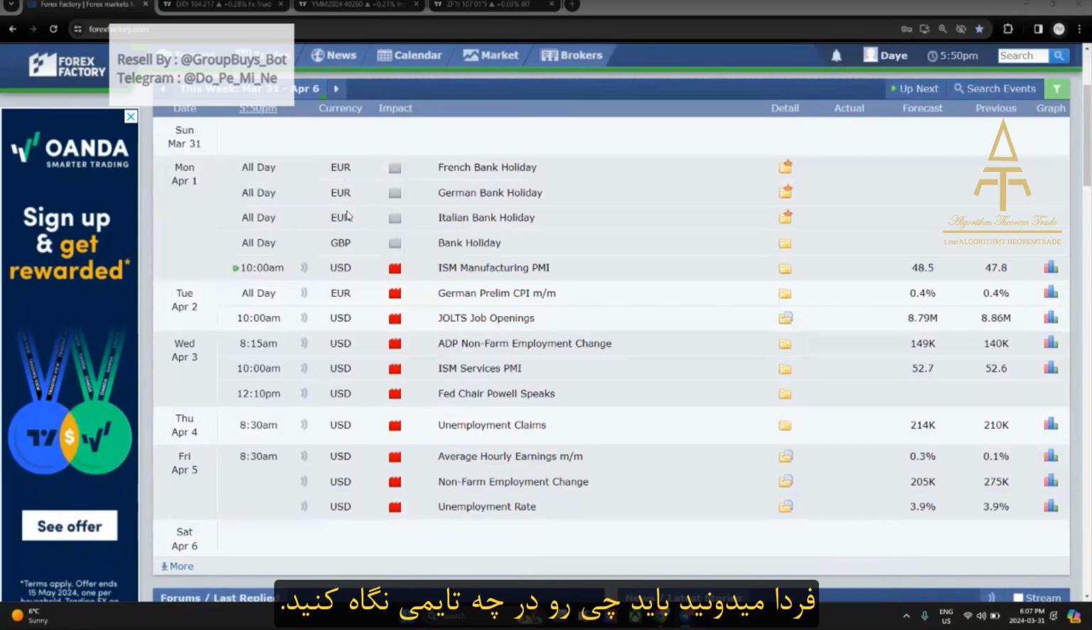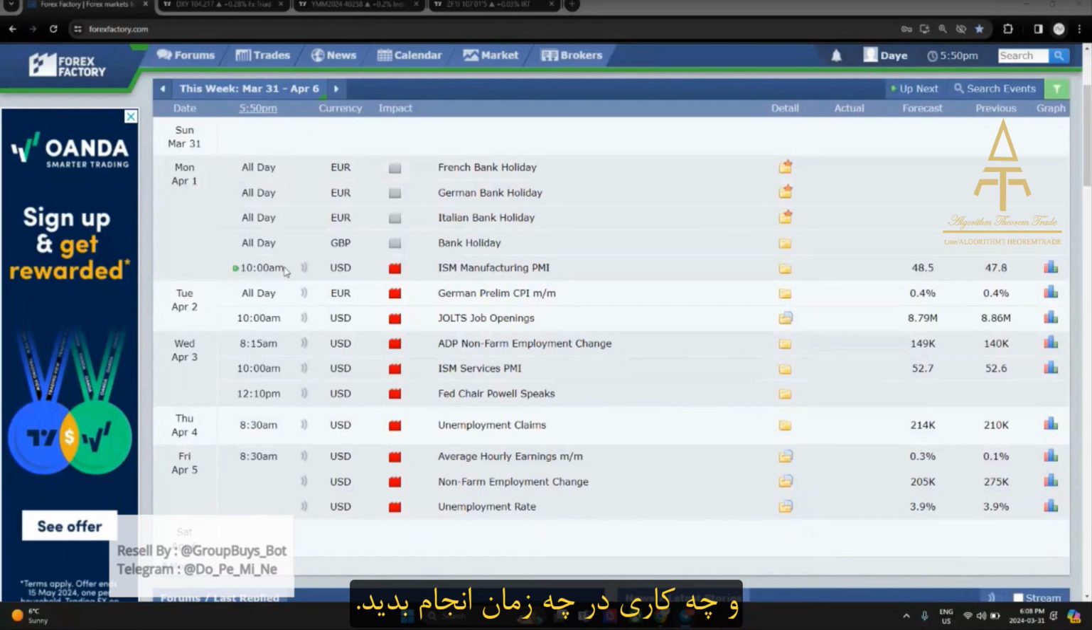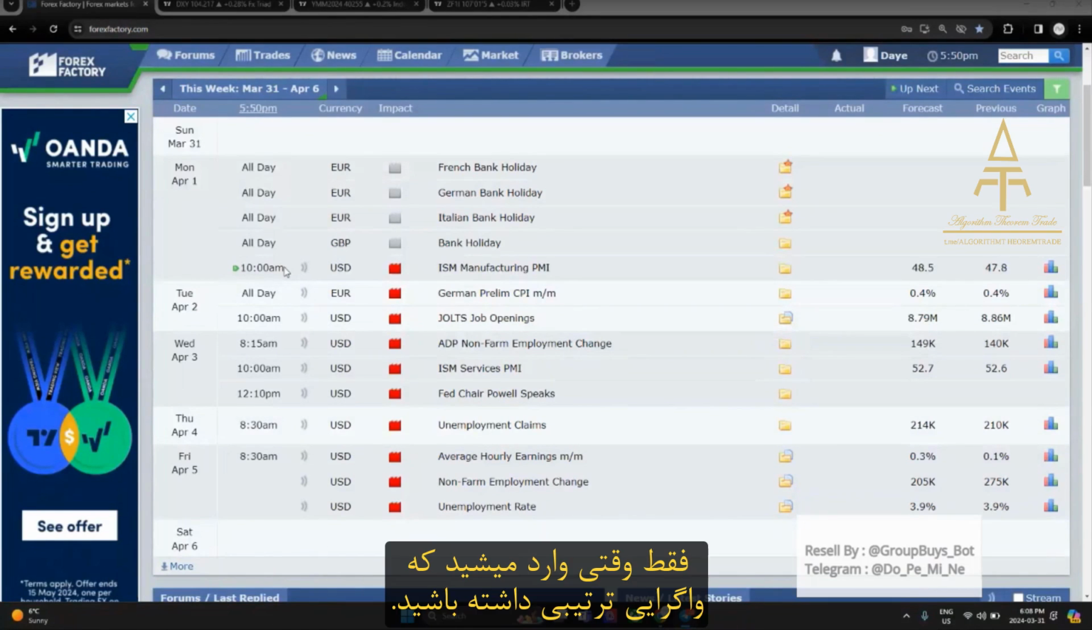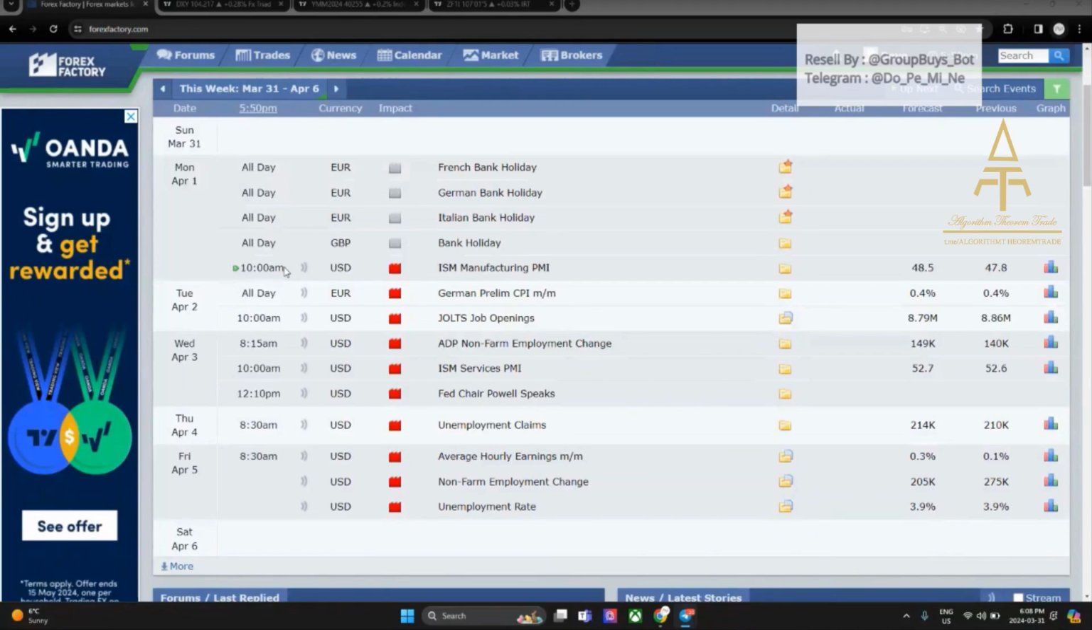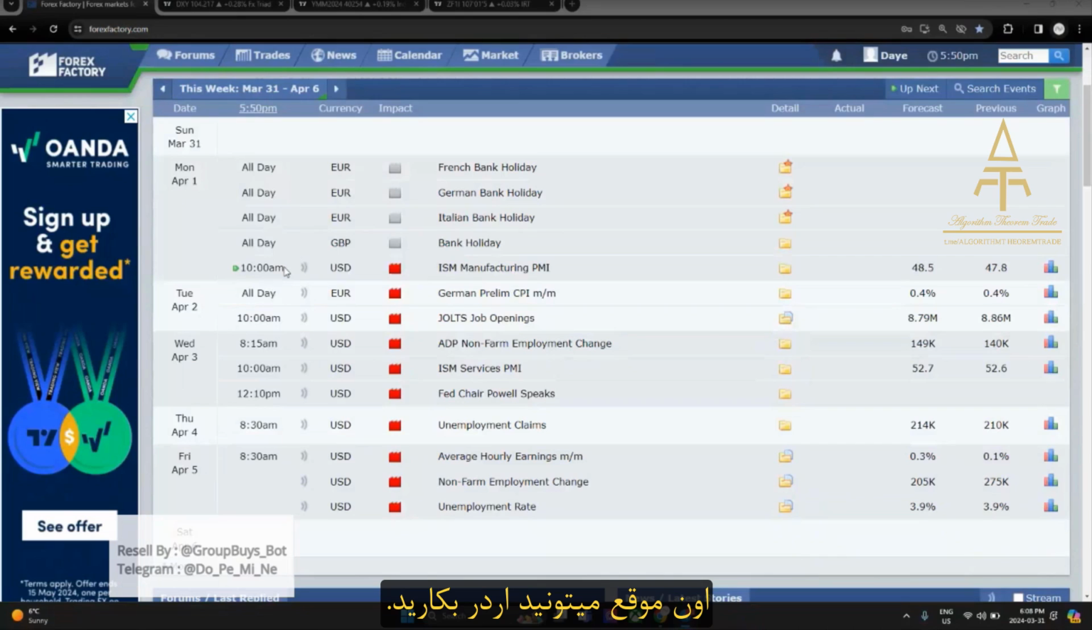So tomorrow, you already know what to watch and what time. You know what to do and when to do it. The only time you touch anything is when there is sequential SMT, and then once order flow is established, you may proceed to place an order.